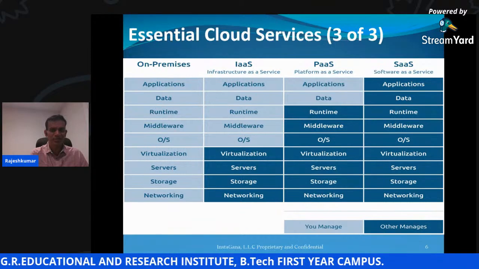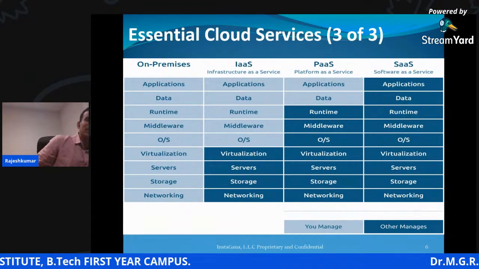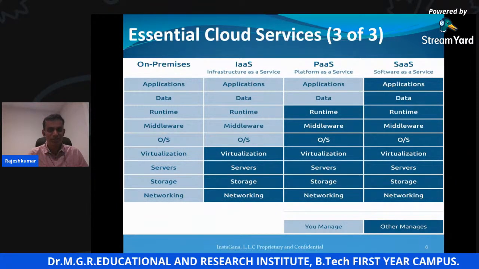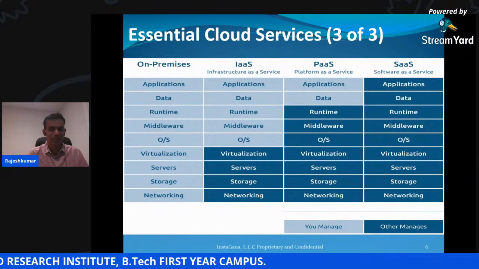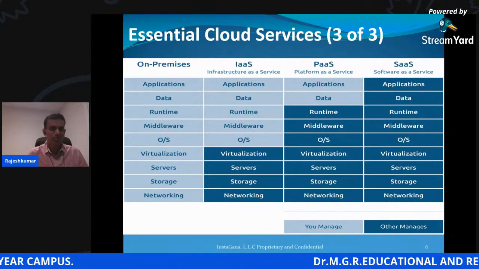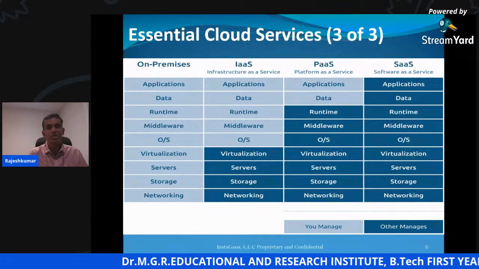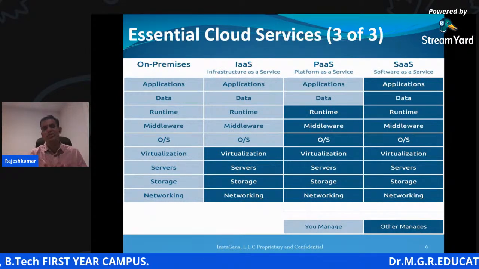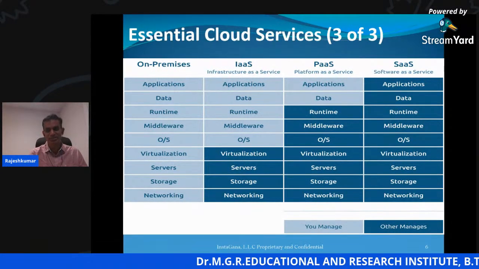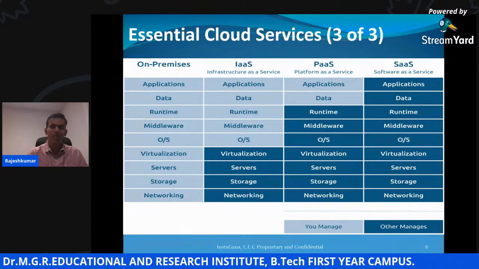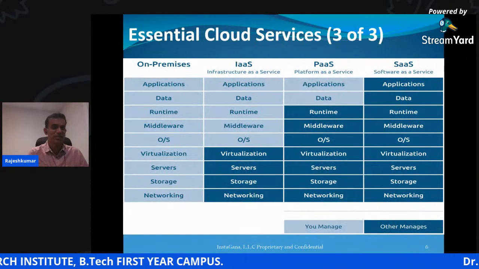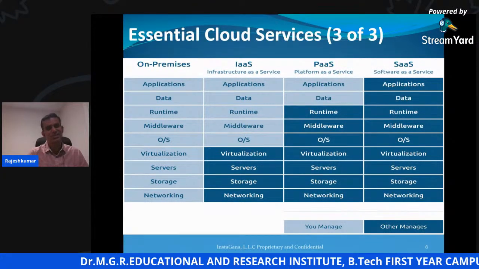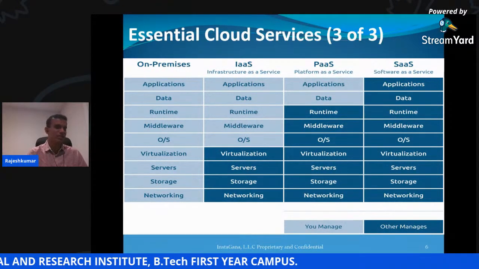When you come to platform as a service, the vendors give some additional features to the customer. In addition to the servers, storage, and networking, they provide the operating system, the middleware, and the runtime. All you have to bring is just your data and the application, and you need not worry about what the underlying infrastructure is. You can just install the application, ingest the data, and start working on it. That is what platform as a service is about. And software as a service, as I said, is just like a vanilla thing. Everything is ready.